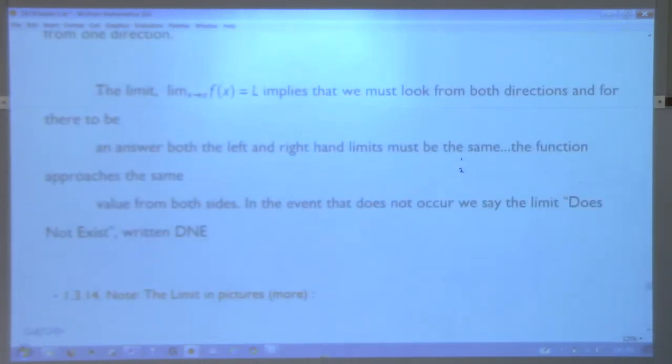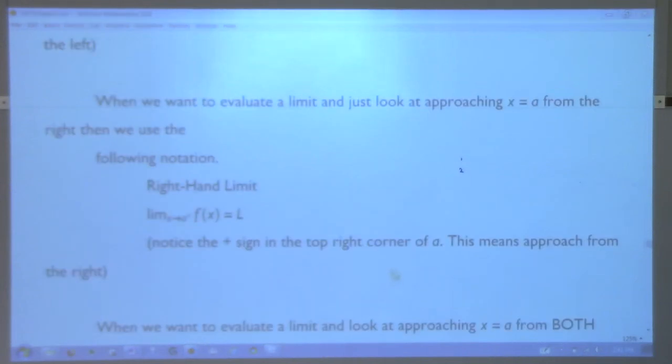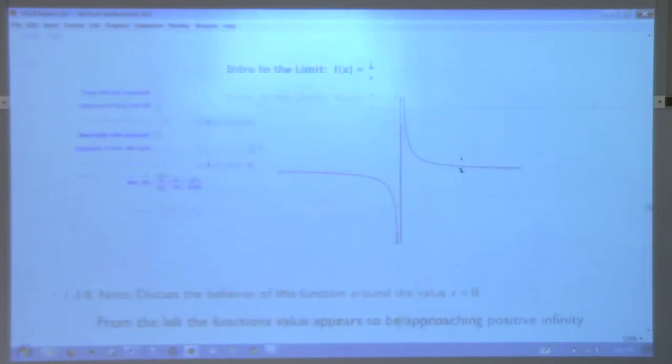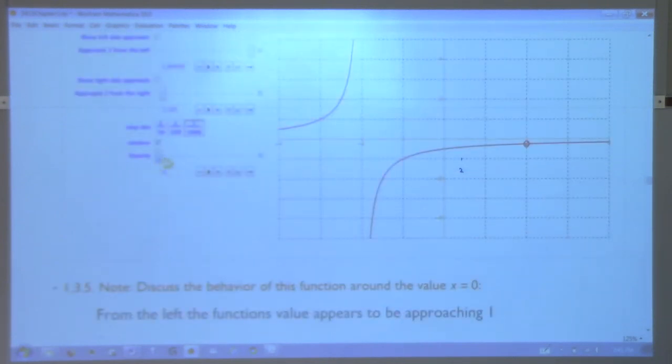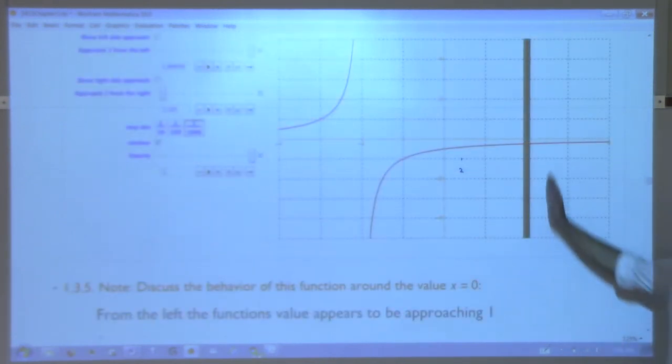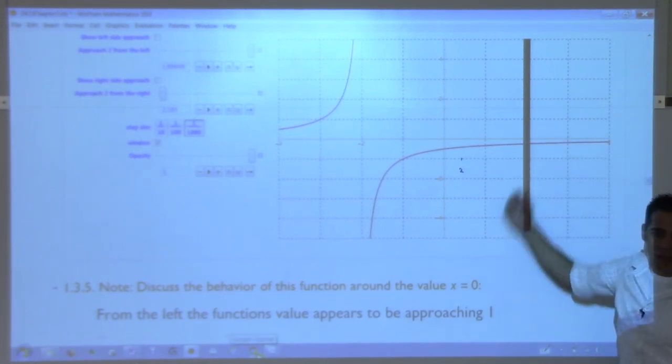I really think that you need to try and take away from this picture right here when you're thinking about limits, this whole idea of ignoring what's happening here and just thinking about what's happening from the sides.